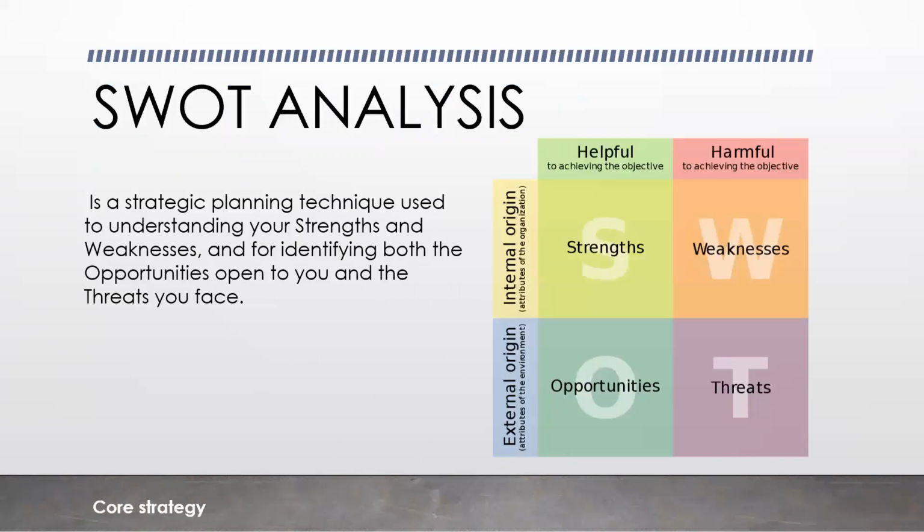SWOT analysis, a lot of you know it. So like I've said, you're looking at your strengths and your weaknesses within the organization. Strengths and weaknesses are internal to the organization. So what are the internal things that are helpful to helping you achieve your objectives? Those are your strengths. What are the internal things within the organization that are harmful to achieving your objective? Those are weaknesses. Or what are external things that are outside the organization that are helpful to help you achieve your objective? Those are opportunities.